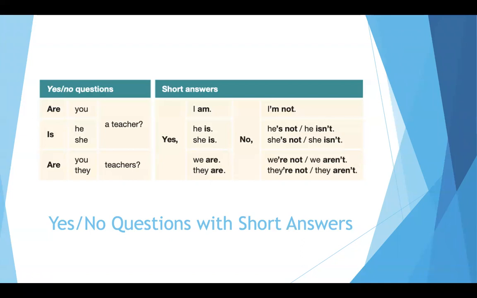So I will read all of these one more time. No, I'm not. No, he's not. No, he isn't. No, she's not. No, she isn't. No, we're not. No, we aren't. No, they're not. No, they aren't.